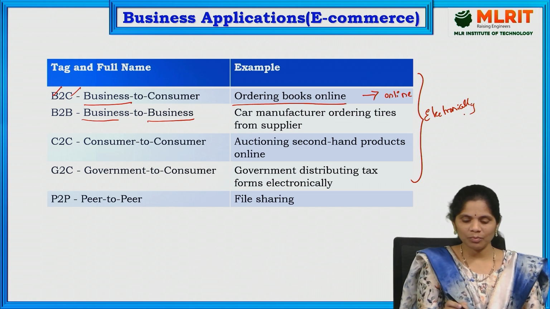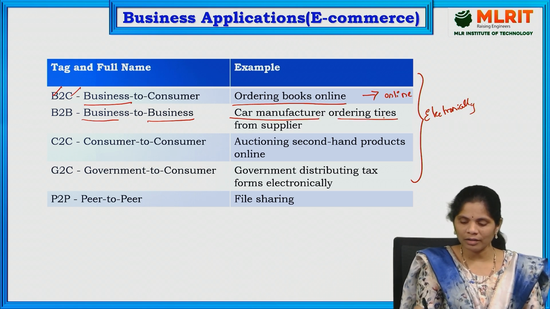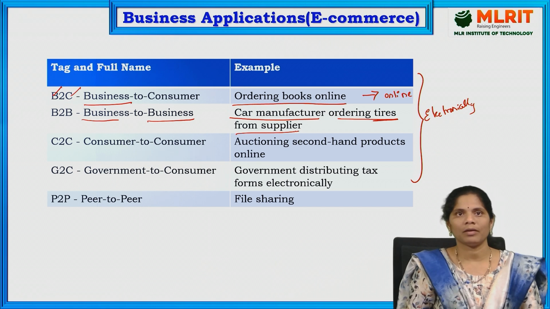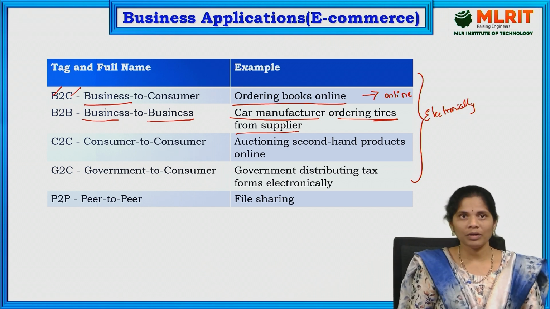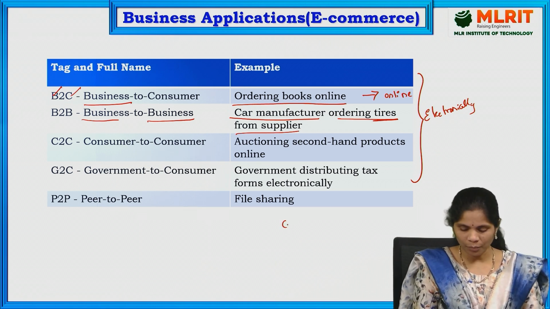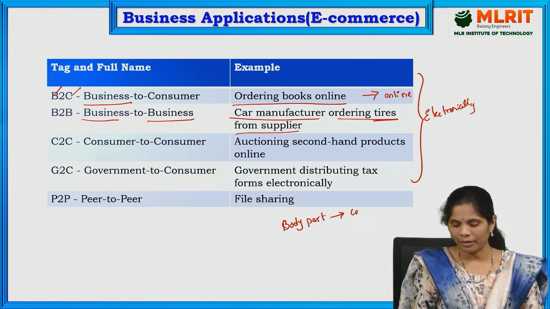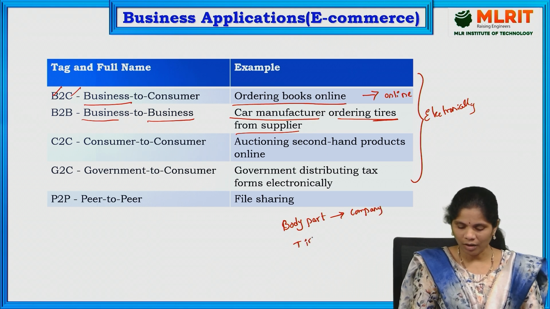Business to business means a car manufacturer ordering the tires from the supplier. Suppose, here is how it is business to business: car body parts are manufactured by one company. At the same time, tires are manufactured by another company.